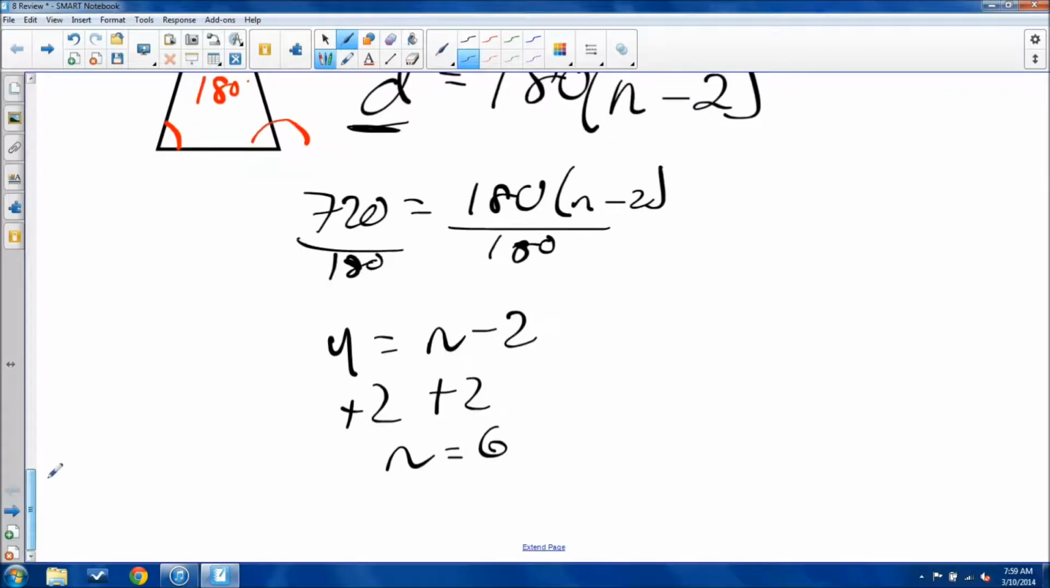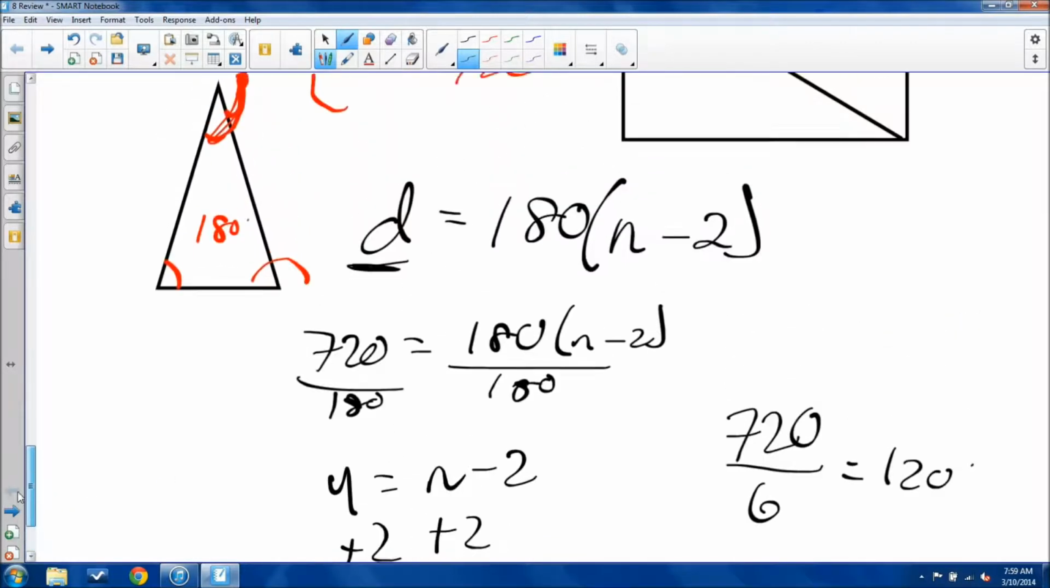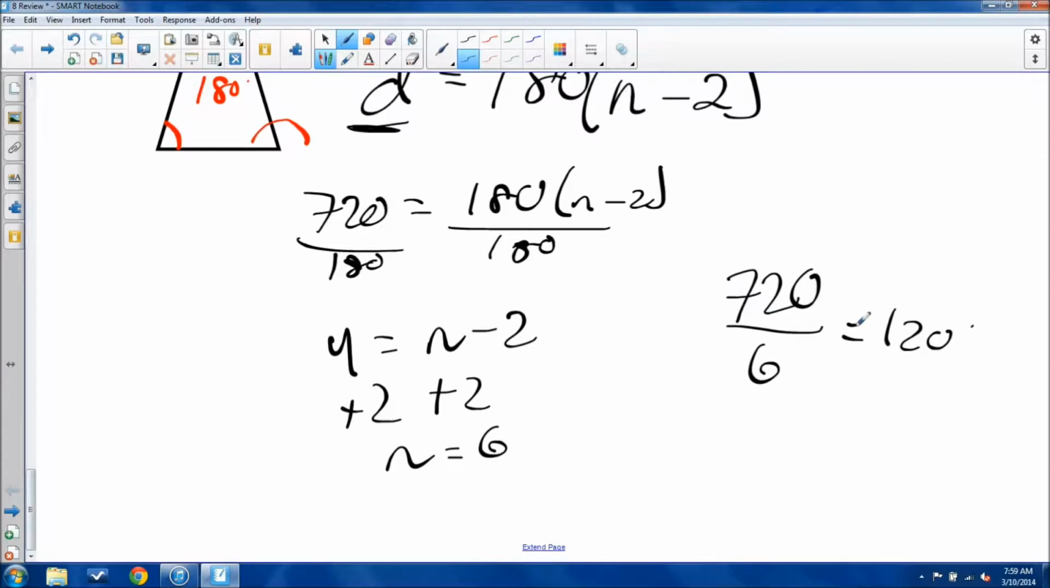Now, this did not tell me if it was a regular hexagon or not. If they did say it's a regular hexagon, then, okay, what's the measure of each interior angle? Well, now you can take your 720 that you originally had and divide it by your number of sides. You get 120 degrees. So there's a way you can work through all of these. Now, what's the measure of each exterior angle? We can do 180 minus 120.